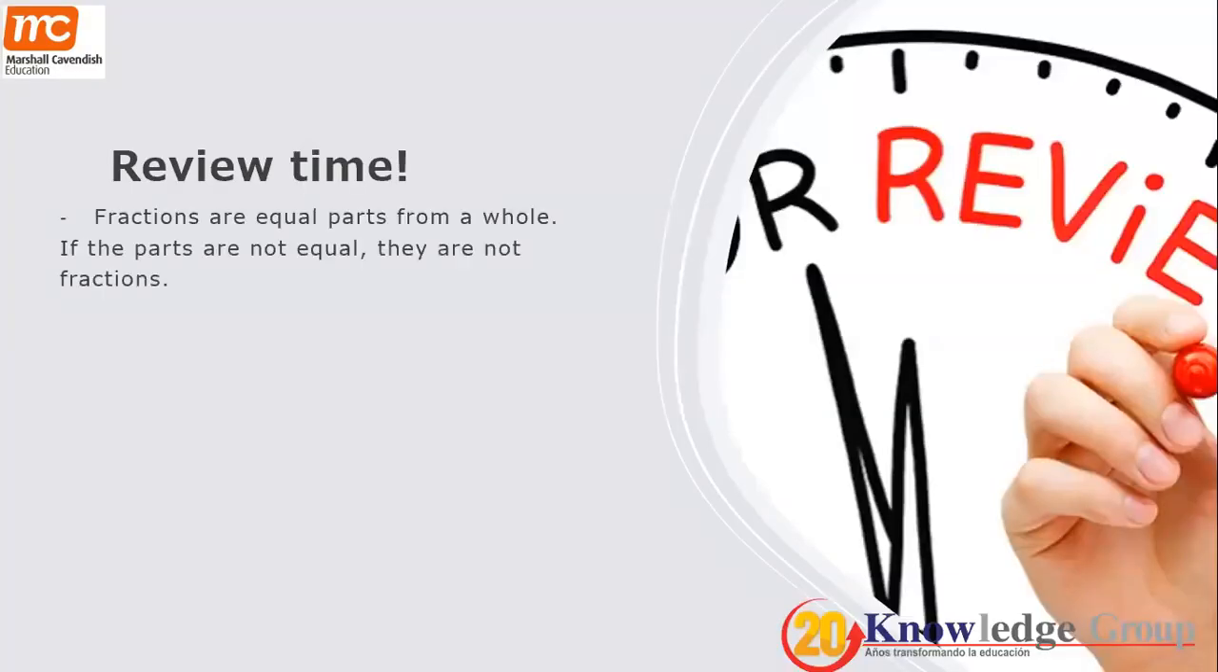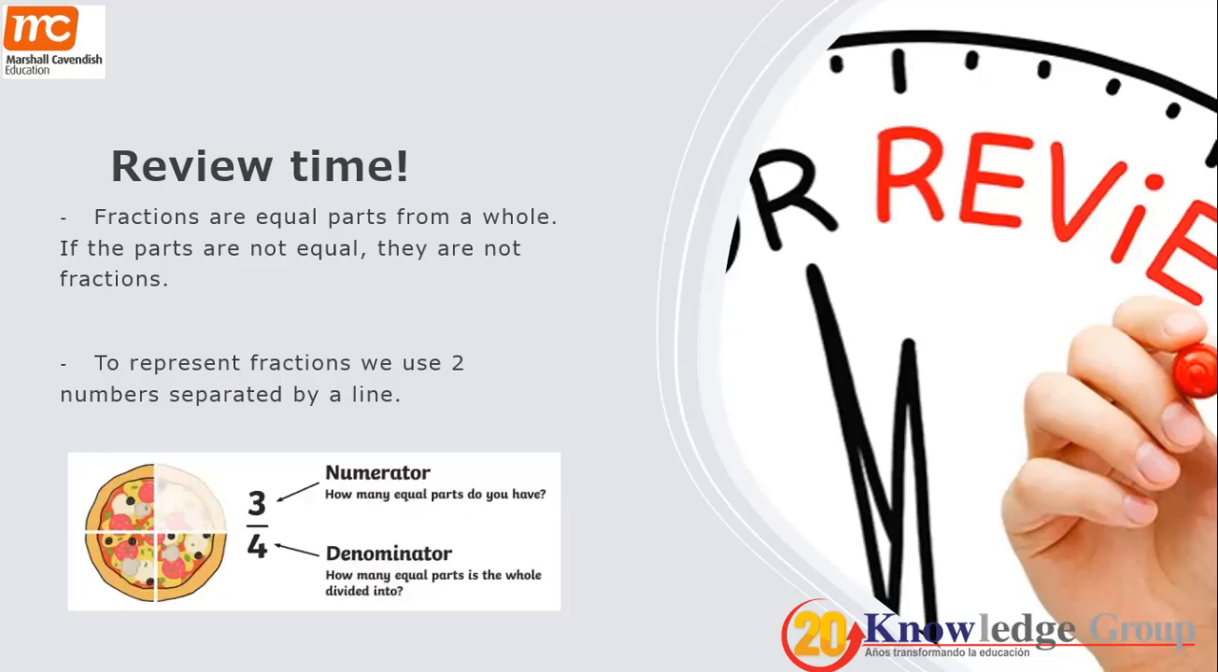Last time we learned that fractions are equal parts from a whole. And if the parts are not equal, then they are not fractions. We also learned that to represent fractions, we use two numbers separated by a line. And those numbers are called numerator and denominator. Remember, the denominator is the number below, and it represents how many parts the whole was divided into originally. And the numerator represents how many parts you are using now, or how many parts you have now.